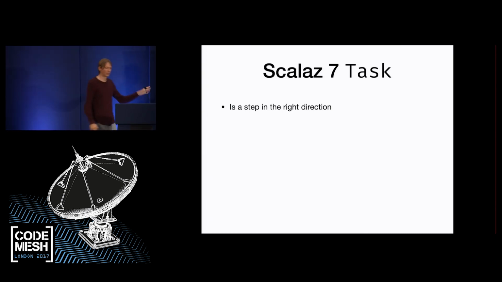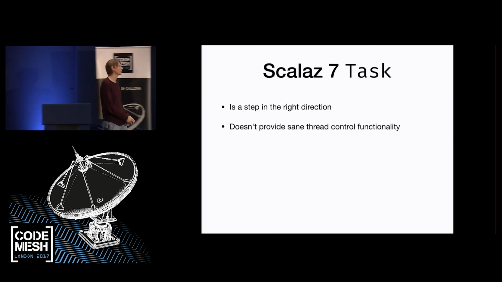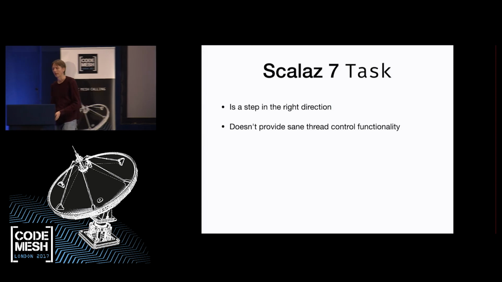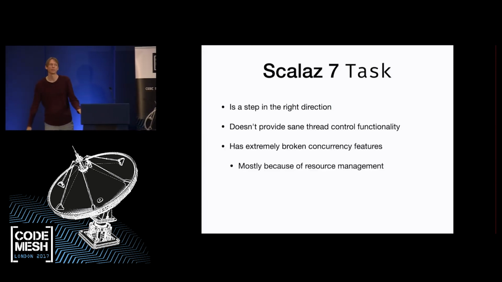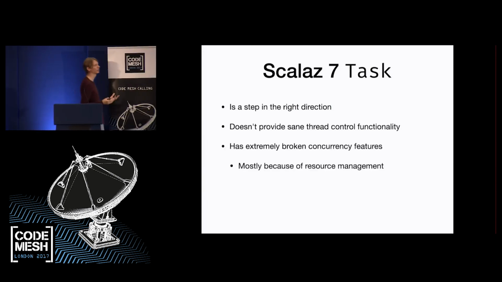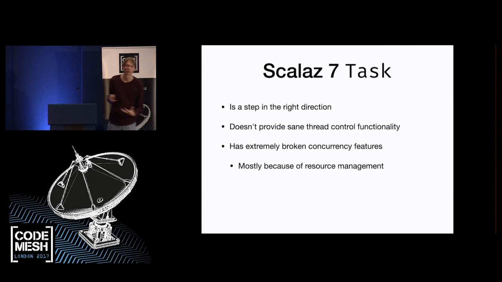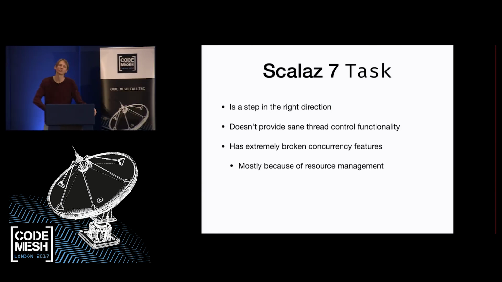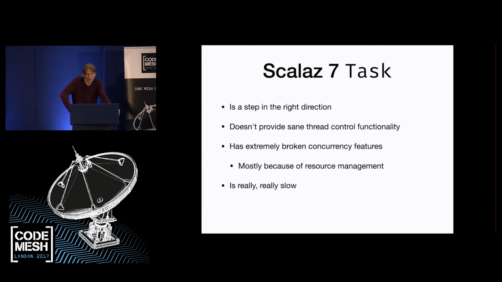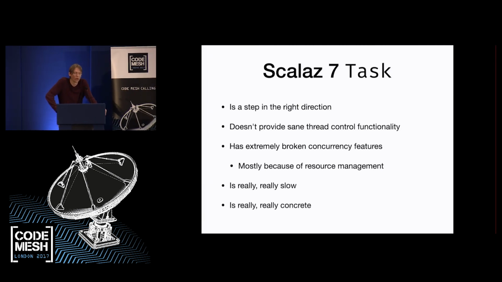So it's a step in the right direction. It doesn't provide us with thread control. The concurrency is broken because there's no resource management in the algebra. There's no resource management in the API whatsoever, so you can just build yourself into traps. It has a terrible implementation and no abstraction whatsoever: no type classes, no way to abstract over your definition of task.